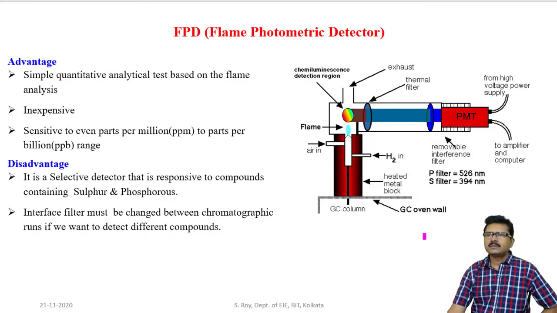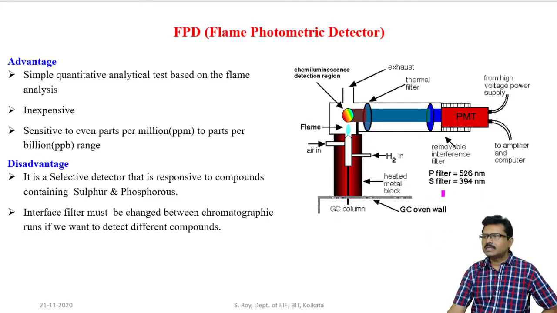It is very simple. It gives quantitative analytical test based on the flame analysis. It is inexpensive. Sensitivity is too high, even parts per million to parts per billion range. What are the disadvantages? The main disadvantage is that it is very much selective to phosphorus and sulfur. It is the selective detector that is responsive to compounds containing sulfur and phosphorus only. Another disadvantage is that the interface filter must be changed between chromatographic runs if we want to detect different compounds.